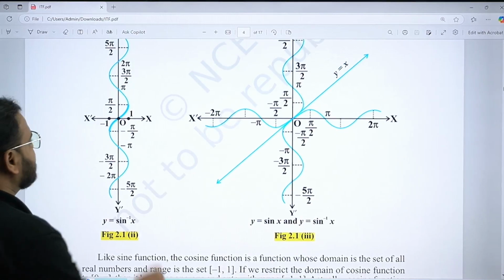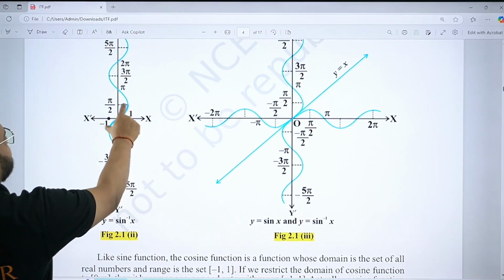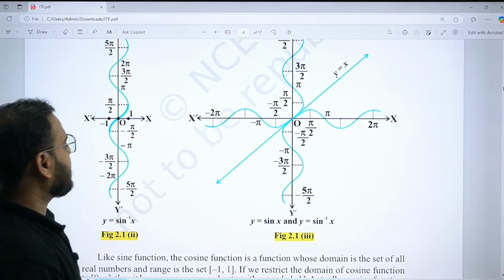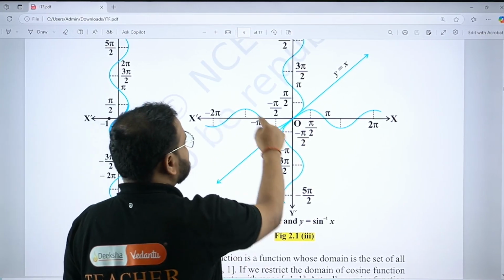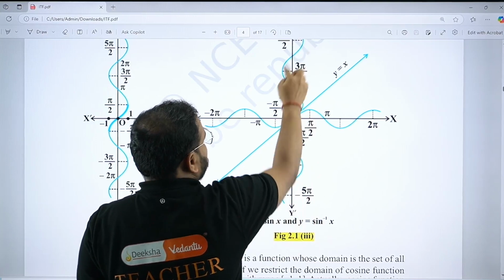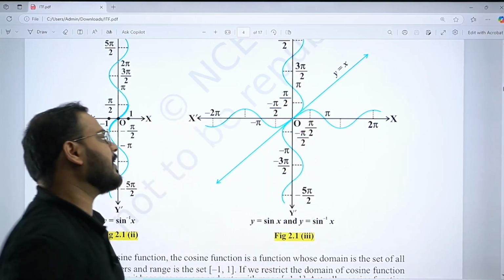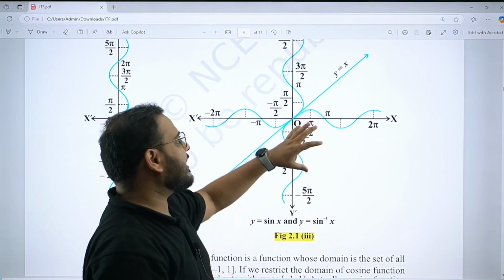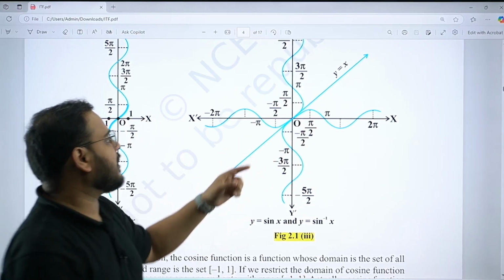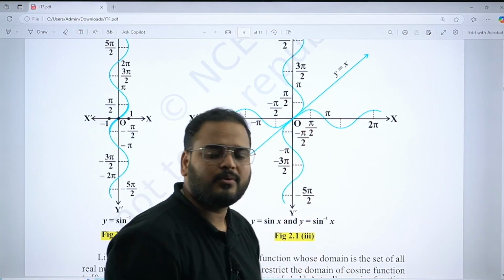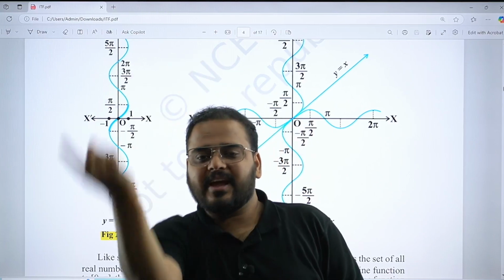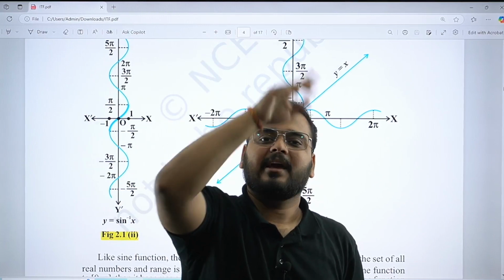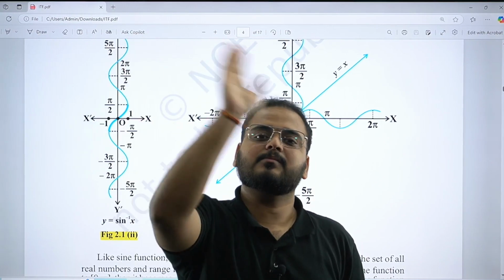Check this out. This branch is your invertible one. This is for sine inverse of x. This part is sin x, and this part, the vertical part, is sin inverse of x. Check this out carefully. They are mirror images about the y equal to x line. That's right, no? Why is it a mirror image? Because domain becomes range, range becomes domain, x becomes y, y becomes x.